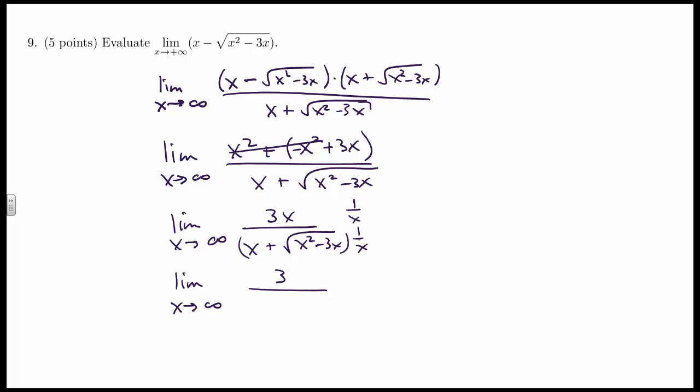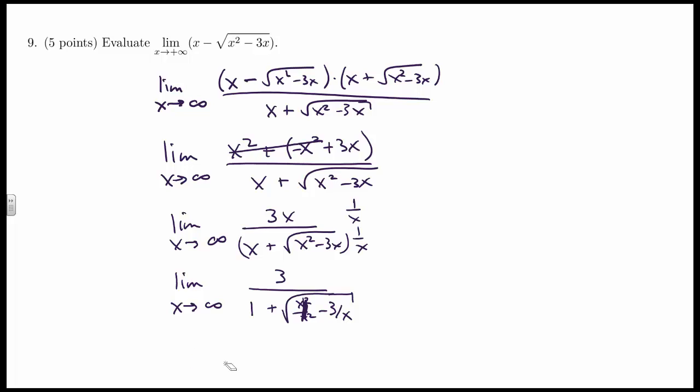As we distribute this through both these terms, we're going to get a 1 plus, and then when I bring this 1 over x underneath that square root, I'm going to get the square root of x squared over x squared minus 3 over x squared. No, just 3 over x. Okay. Now, can we apply the infinity now? Okay, this is just a big old 1. This goes to 0.